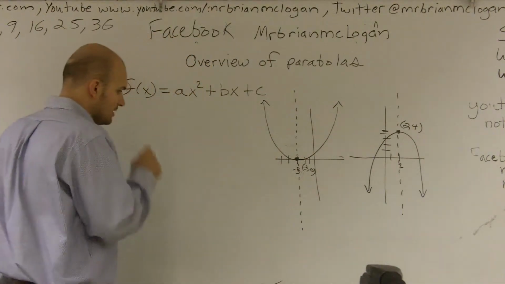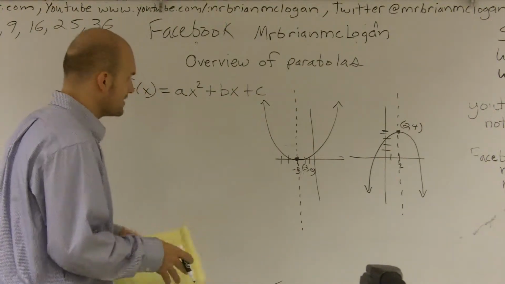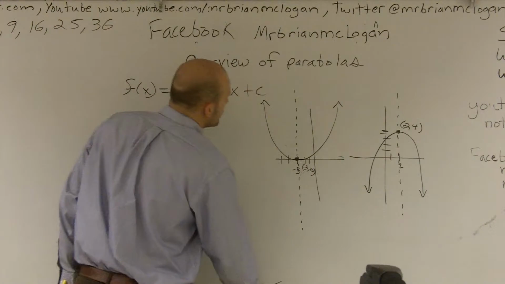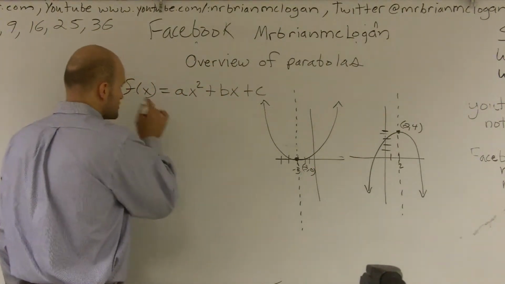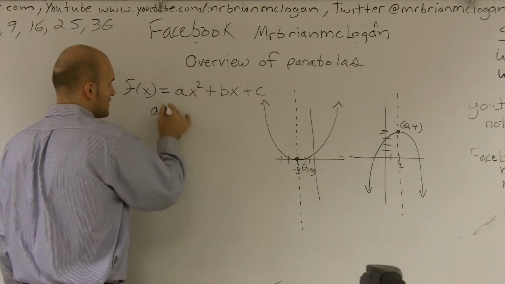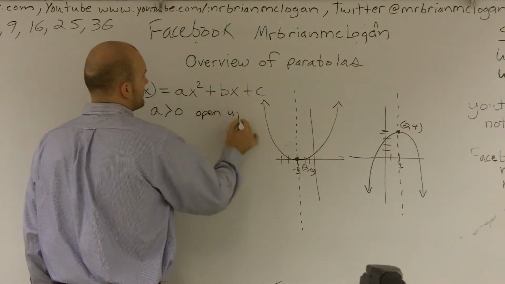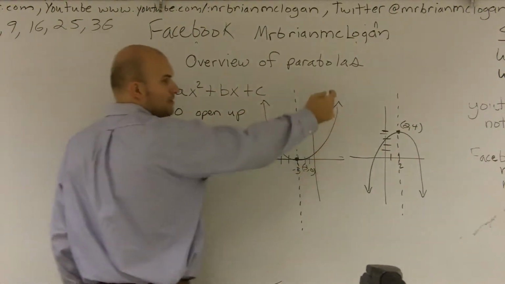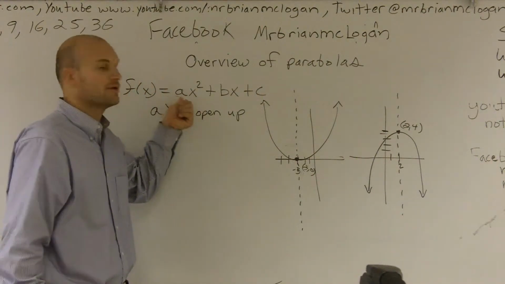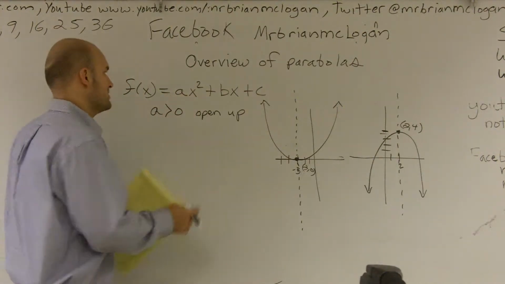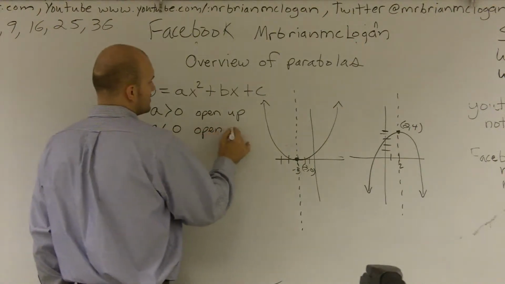Let's see what else I want to cover. Let's take a look, from this form, at how we determine, first of all, if the graph opens upwards or down. So if a in a quadratic form is greater than 0, my graph is going to open up. So therefore, for this one, I don't know what the quadratic equation is, but since this opens up, I know that a, the coefficient of my x squared, is going to be greater than 0. And if a is less than 0, then my graph is going to open down.